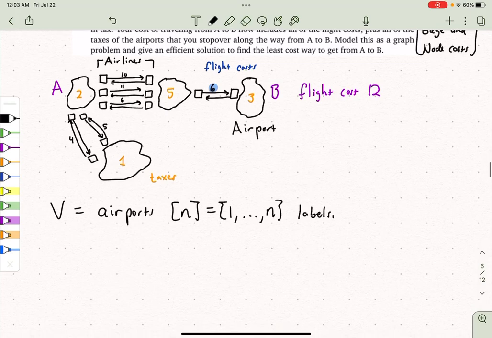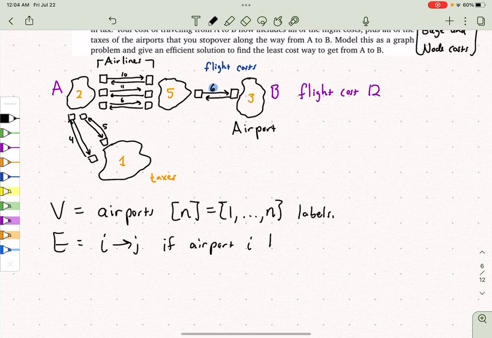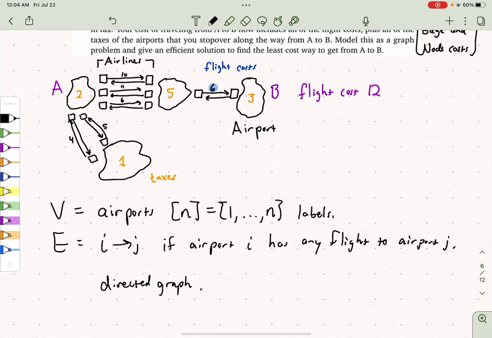Okay, then the edges. We're going to have an edge from I to J if airport I has any flight to airport J. And this will be a directed graph. And it's also a weighted graph.